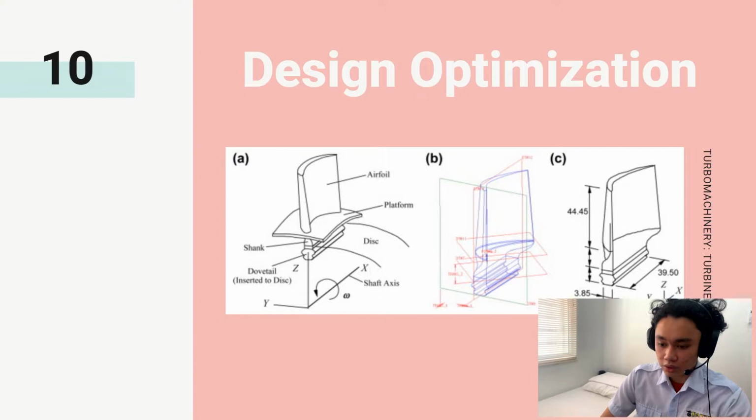The profile of the airfoil is determined from aerodynamics consideration and is not considered for shape design changes. However, the shape of the shank and the position of the dovetail can be modified to improve structural behavior of the blade. Here's some additional information about the innovation in blade design that optimizes its efficiency.